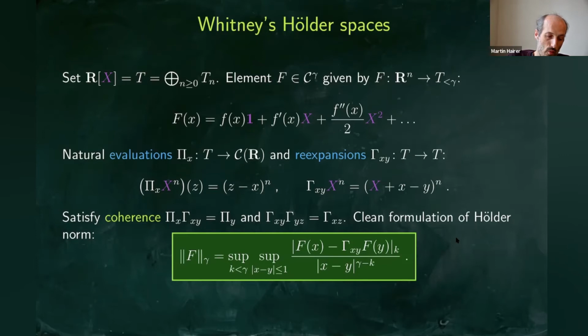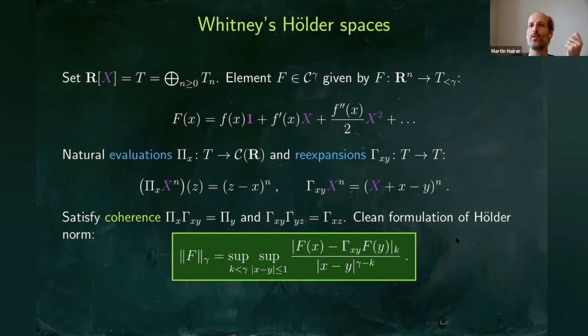But now with these definitions, with these two objects, π_x and this Γ_xy, I actually have a very nice formulation of the Hölder norm. The usual Hölder norms are always slightly messy, right? Because you say, if alpha is between 0 and 1, then of course you just take f(x) minus f(y) divided by |x minus y| to the alpha.